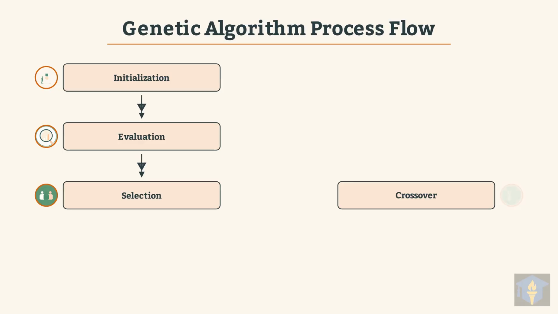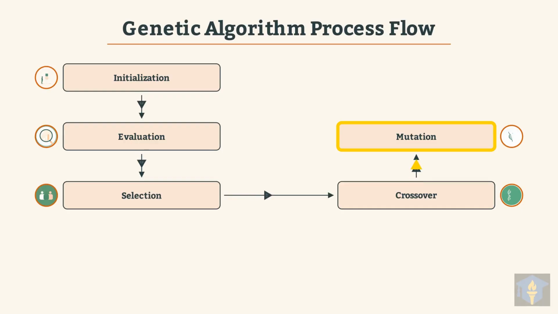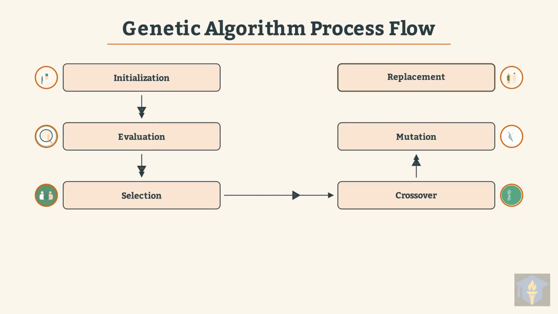Following selection, crossover combines genetic material from the selected parents to create new offspring. Then, mutation introduces random alterations into the offspring to ensure diversity and exploration. Finally, replacement updates the population with the new generation, continuing the evolutionary cycle.